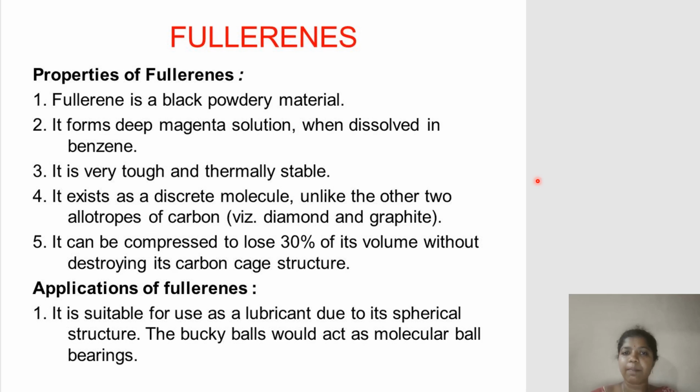And next one is properties of fullerenes. Fullerene is a black powder-like material. When it is dissolved in benzene, it forms a deep magenta solution. It is very tough and thermally stable, and it is a discrete molecule like the allotropes of carbon, diamond and graphite. Applications of fullerenes: it is used as a lubricant due to its spherical structure.